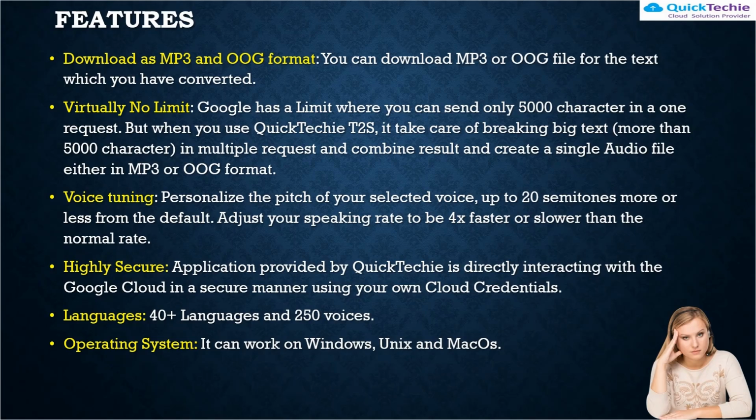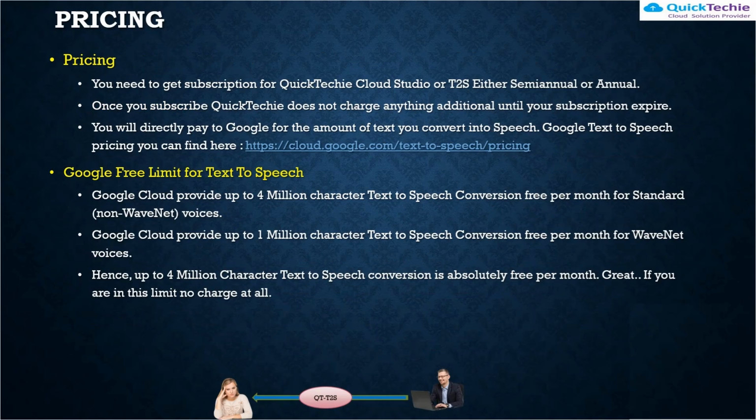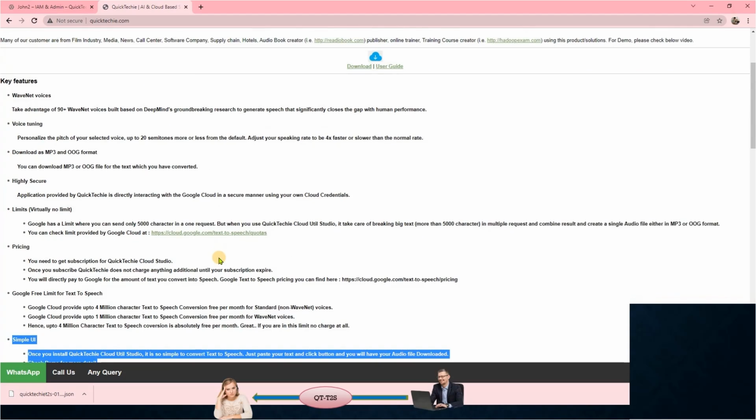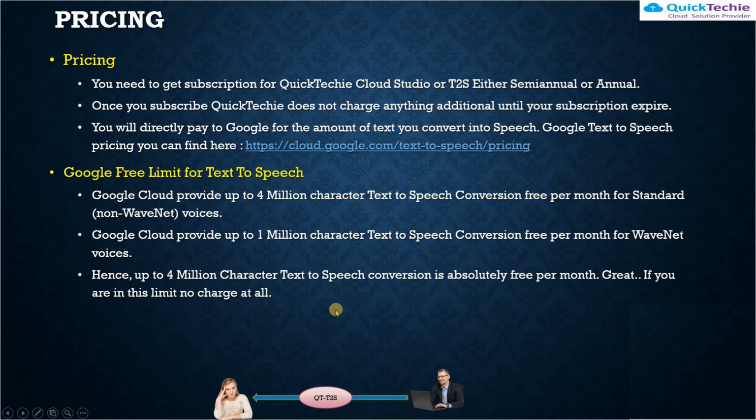So now pricing. You need to get a subscription from quicktechie.com. This is the website where you need to get the subscription, basically annual and semi-annual, for using this software. That is one thing. Once you subscribe to the software, there is no character limit, no other limit until your subscription expires. So we have a subscription of 6 months and 12 months. So you can subscribe to this.